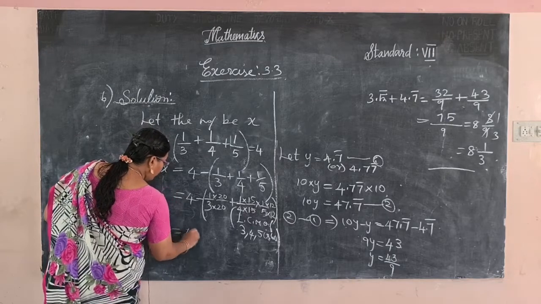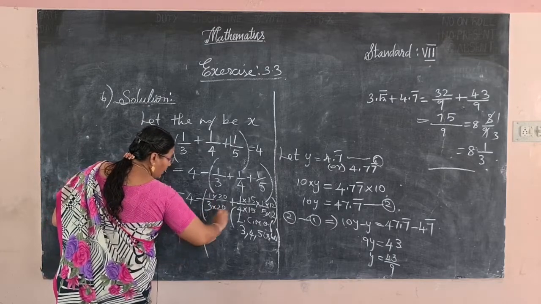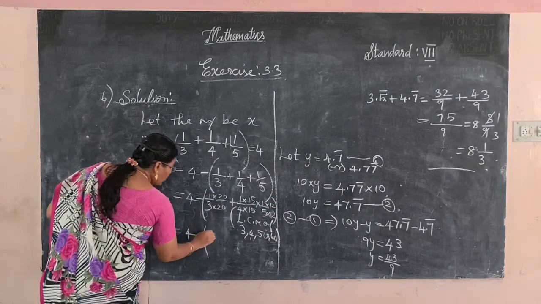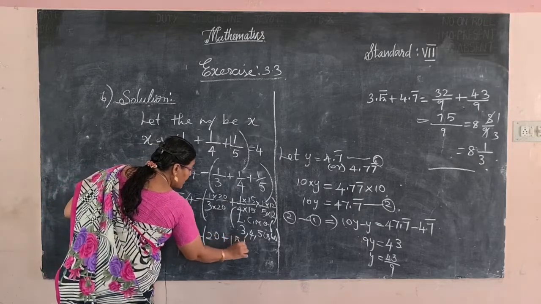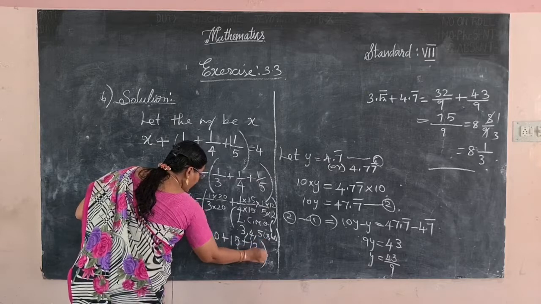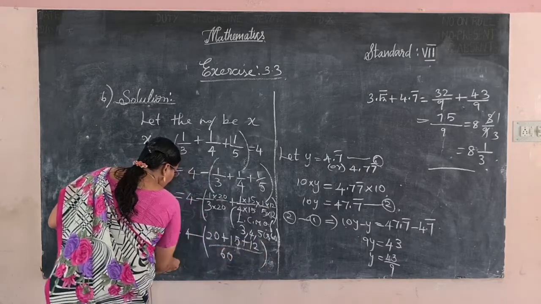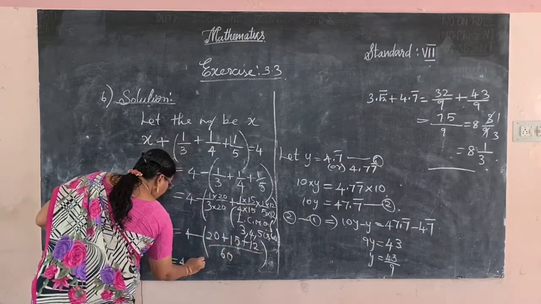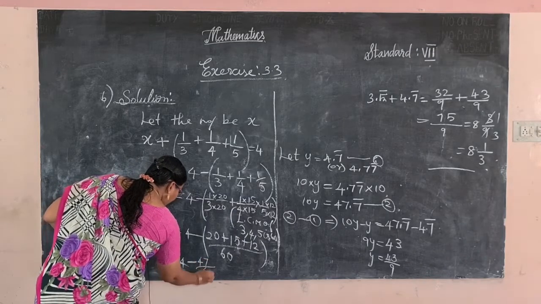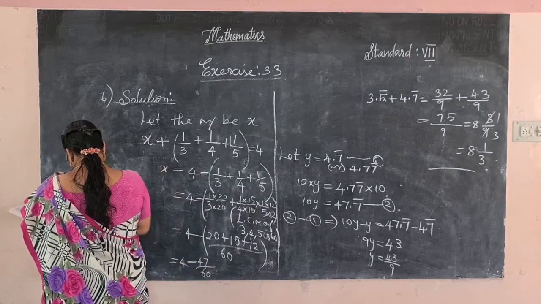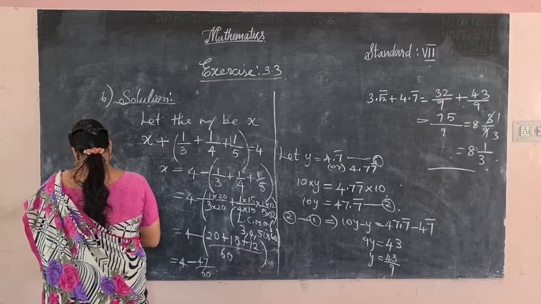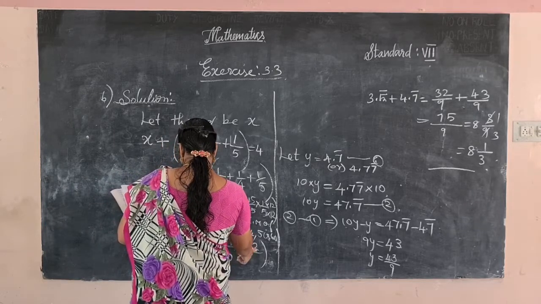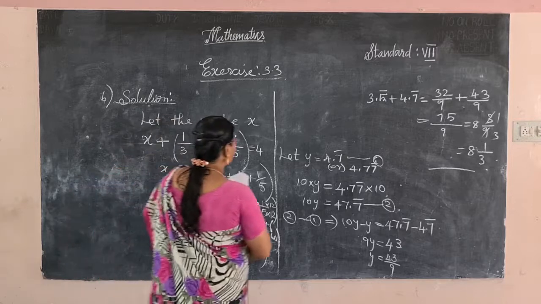Right. Now 4 minus, multiply the numerator. Now the denominator values are same, so now the numerator values multiply and add. So 20 plus 15 plus 12 by 60. So add the numerators, what do we get? 47 by 60.